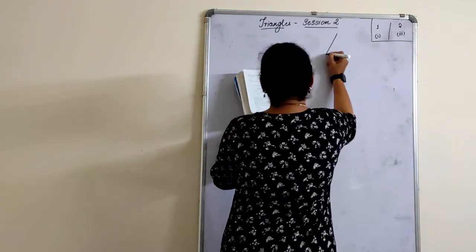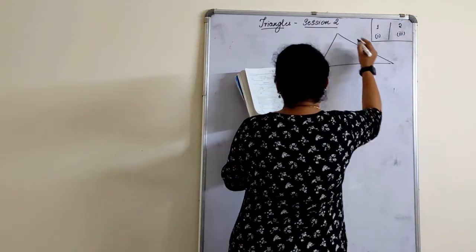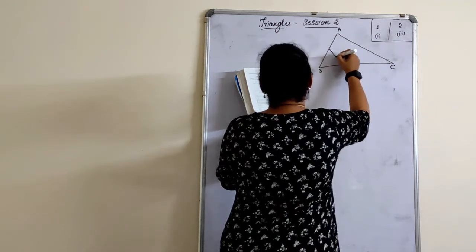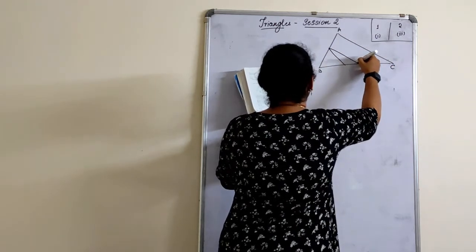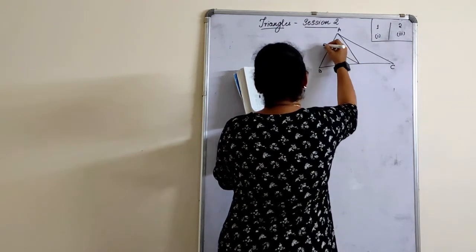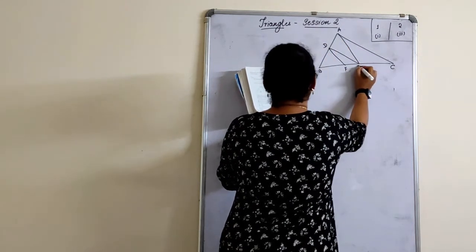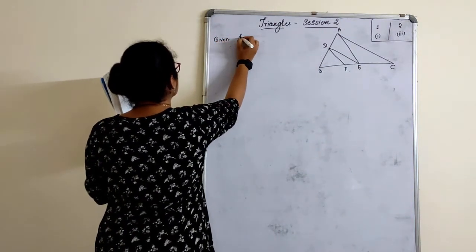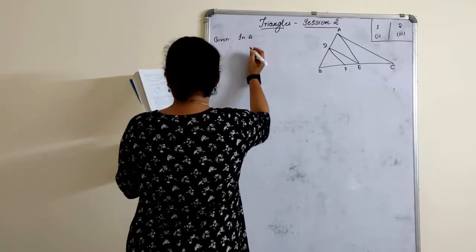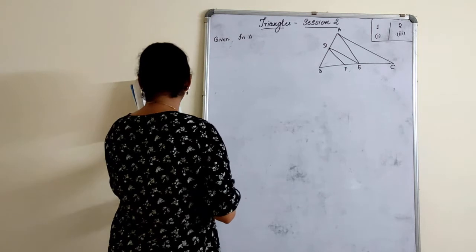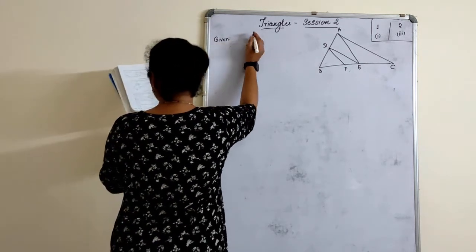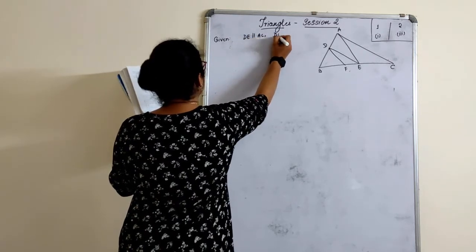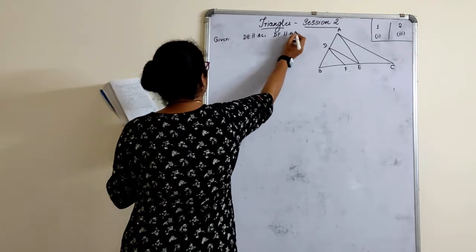The figure goes like this. In figure A, B, C, there is one line. So this is D, F, E. Given, in triangle, first of all, what is parallel? Anyways, in the proof we are writing. We'll only write in given that DE is parallel to AC and DF is parallel to AE.